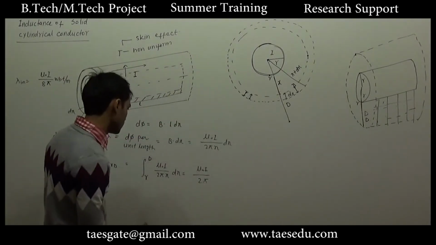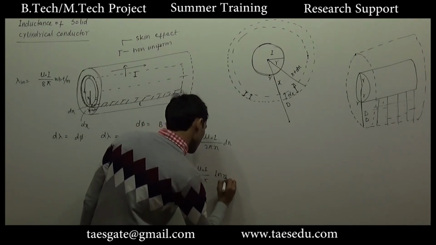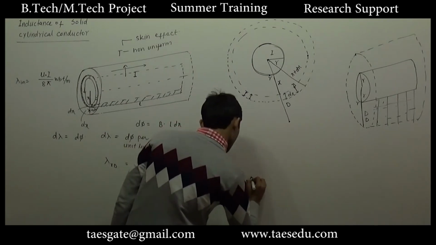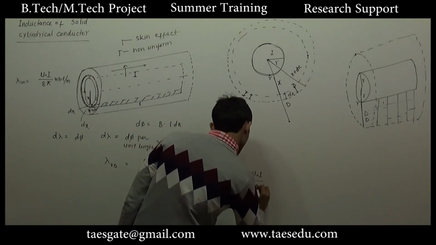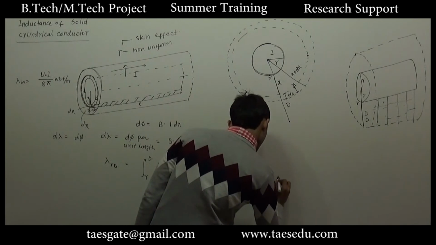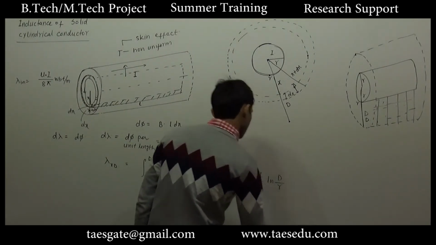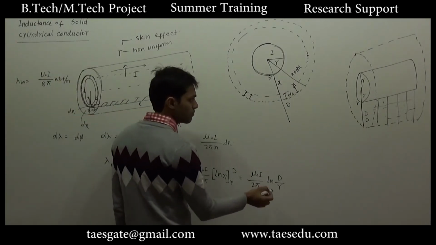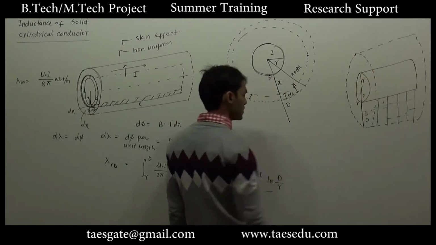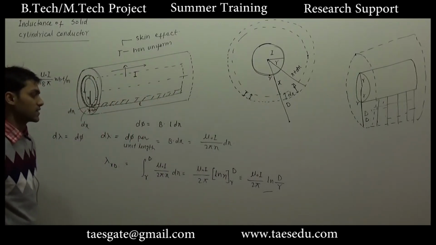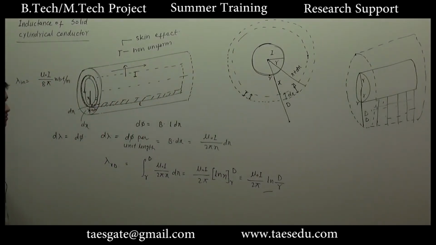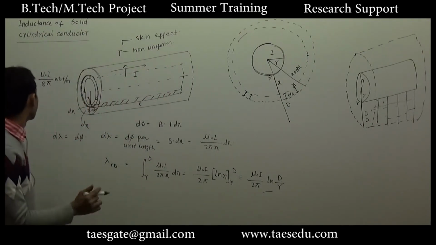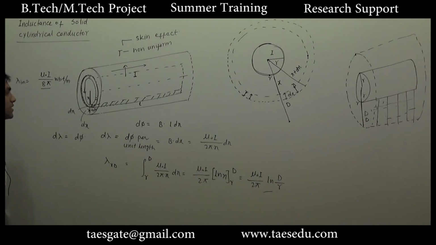So what we will have here is ln x from r to d. This will give you mu naught I divided by 2 pi ln d by r. So this is the total flux between this area, enclosing the conductor or linking the conductor. Okay, so now if this is the outside flux, what is the inside flux? Mu naught I divided by 8 pi.